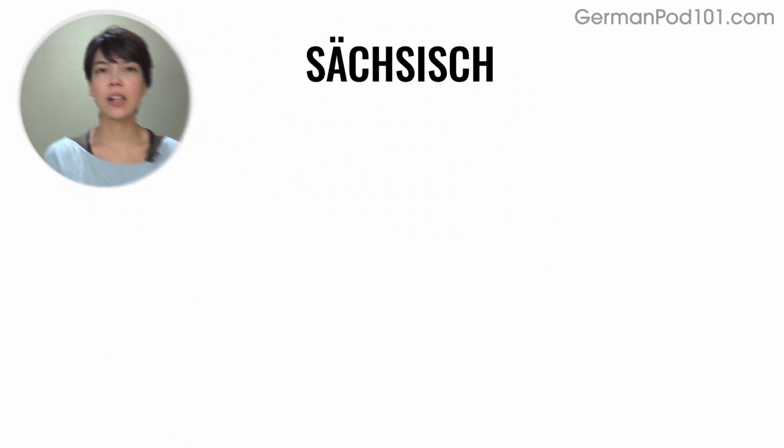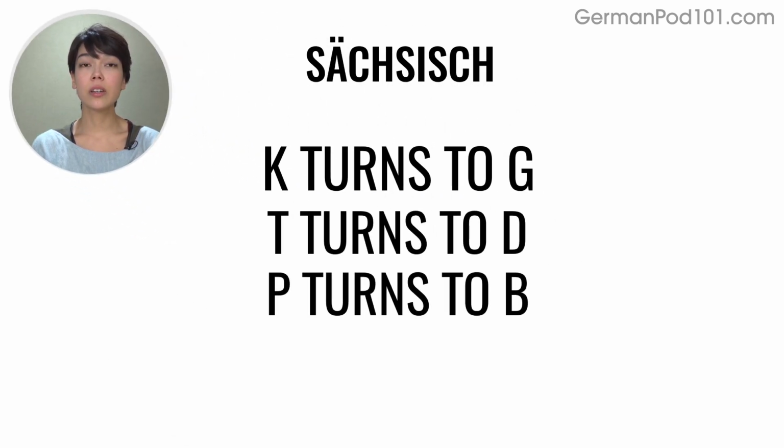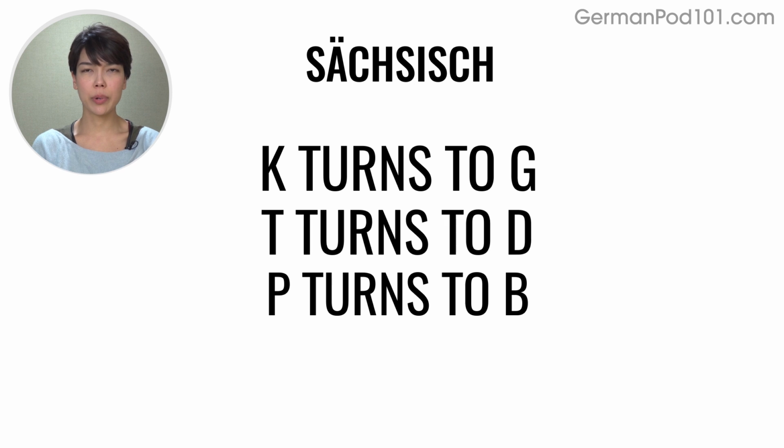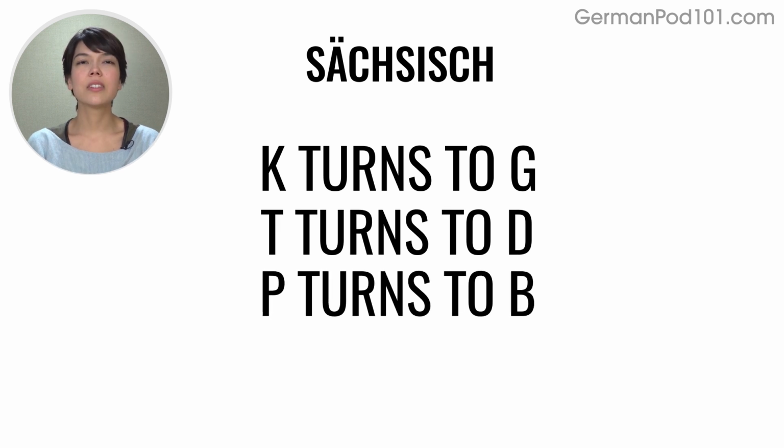In the Sächsisch dialect, many hard sounds changed to soft sounds. For example, k turns to g, t to d, and p to b. It's considered to be an immature soft dialect, which is why it might sound strange to foreigners. Here are some examples so you can hear the differences between the Sächsisch dialect and Standard German more clearly. First, you'll hear the Standard German, then the dialect, and finally the translation.